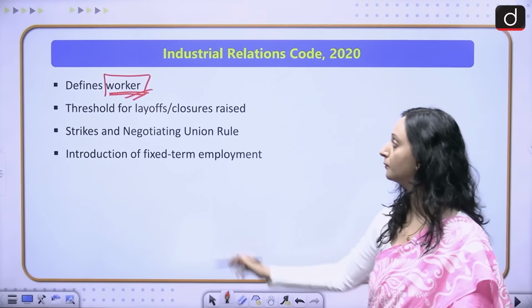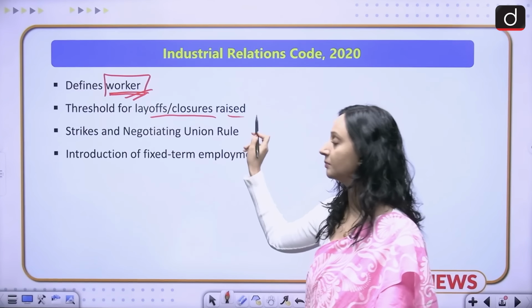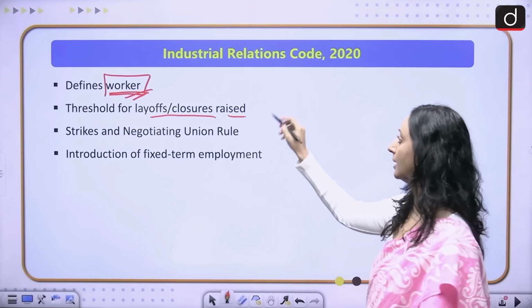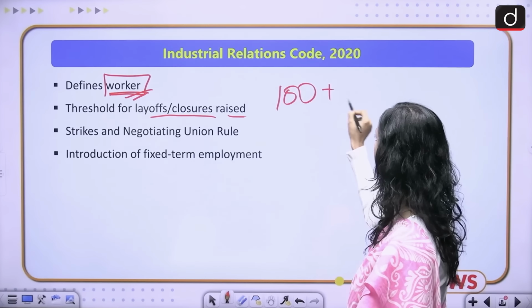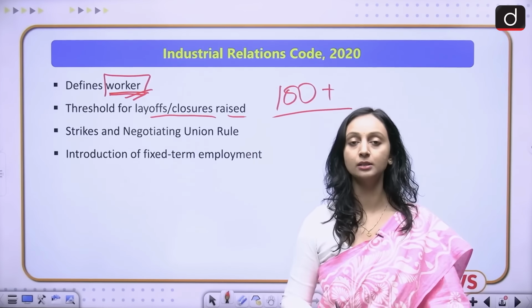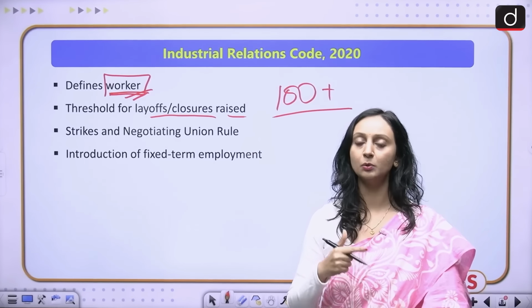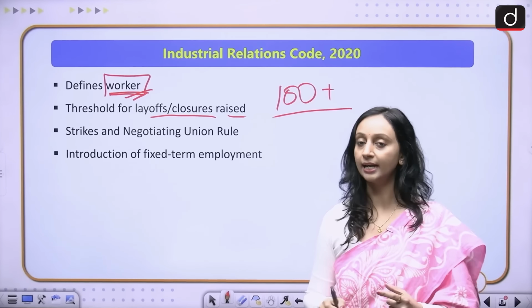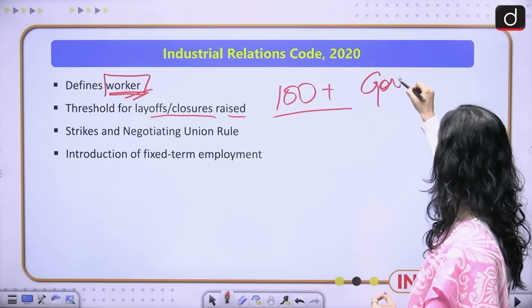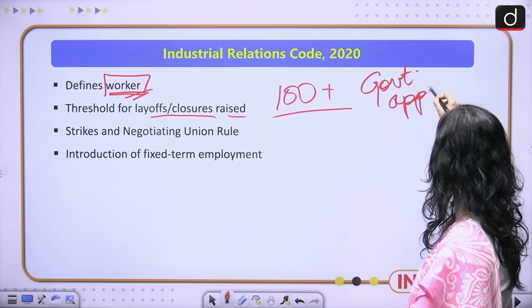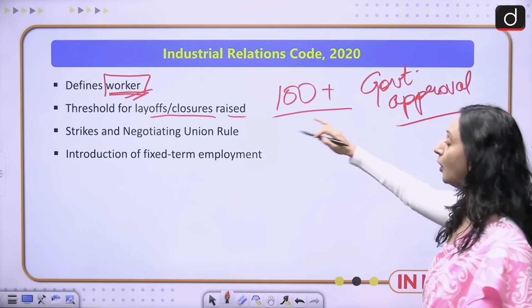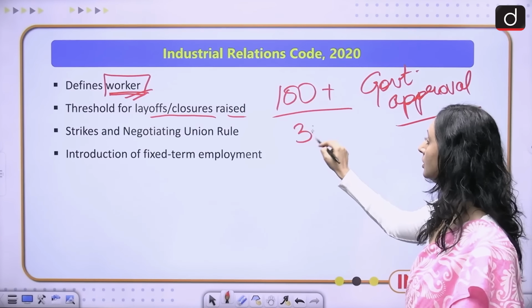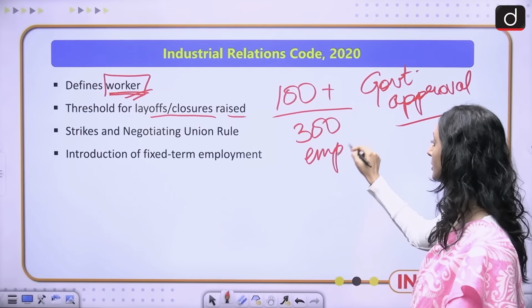Then the threshold for layoff and closures has been raised. Now this is a point of contention, because earlier, if factories had 100 plus employees, then if there was a layoff, retrenchment or closure, in that case government approval was needed for 100 plus employees. Now this threshold has been increased to 300 employees.